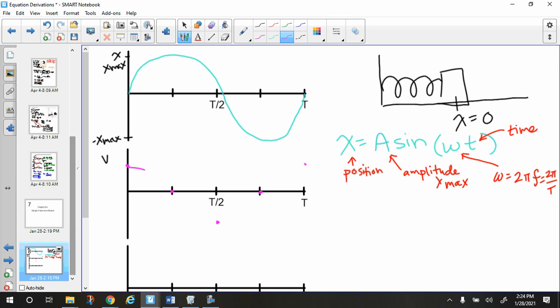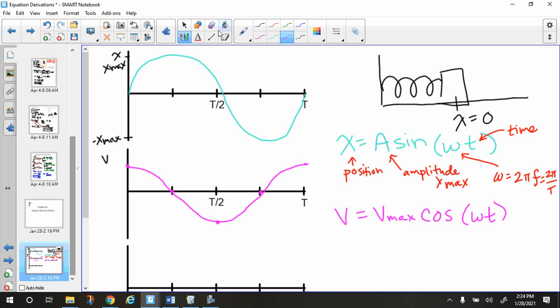So our velocity curve is looking like this, and I'll do the best I can. I did a little bit better than on the last one. And if you know calculus, you should notice that this is a sine curve and this is a cosine curve. And so the derivative of sine is cosine, and we get the velocity by taking the derivative of the position. So now when we write this equation, we have velocity is equal to V max times the cosine of omega times t.